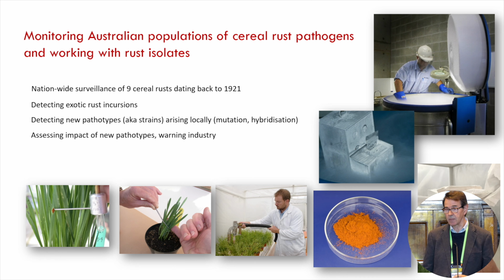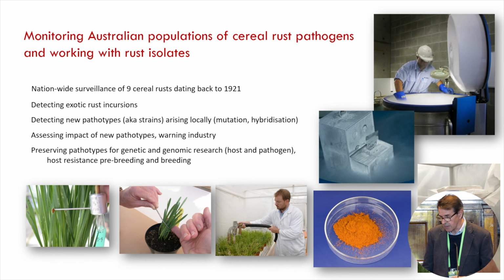What is its impact, and what direction should our resistance breeding now take as a result of this new incursion or new pathotype? And as I've already made the point, preserving these rust isolates is just absolutely critical to have that resource. It's just like having a collection of any biological thing, seed collections, whatever. These pathogen isolate collections are absolutely critical for the research that we're doing to help our industry produce cereals more sustainably.